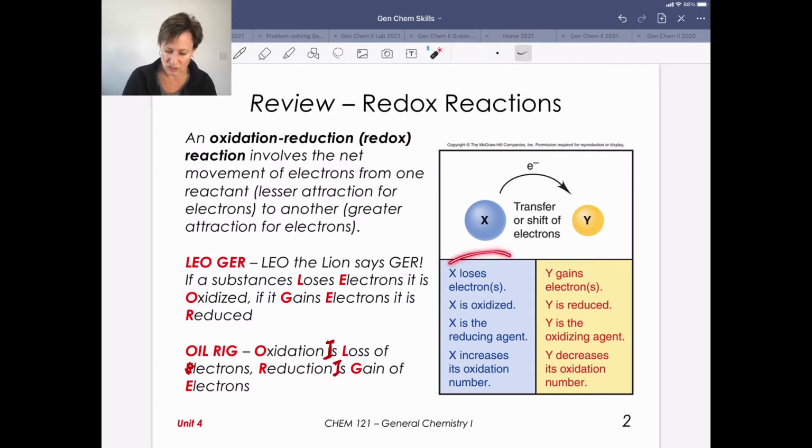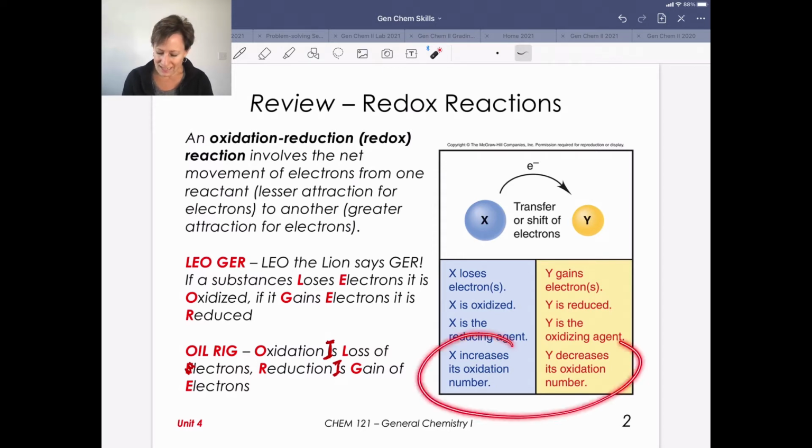Some other terminology that we'll utilize here. Something that loses electrons is oxidized. We'll also define it as being the reducing agent, because it's giving up its electrons, it's forcing someone else to be reduced. So it's an agent of reduction.